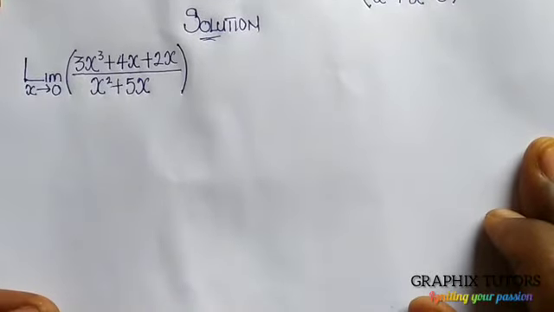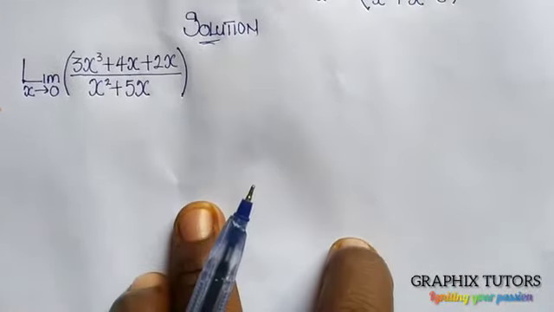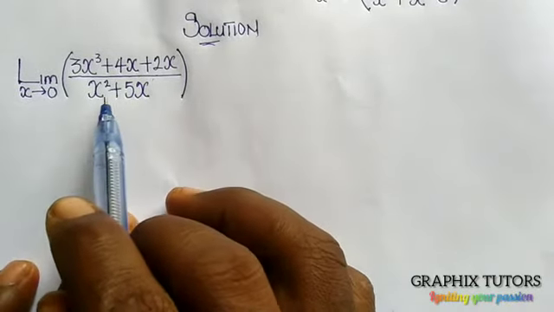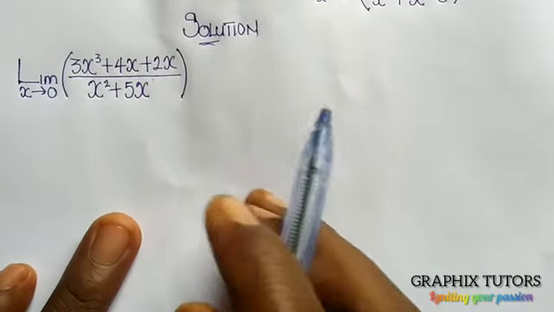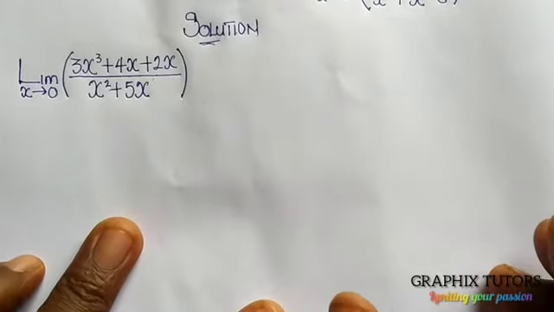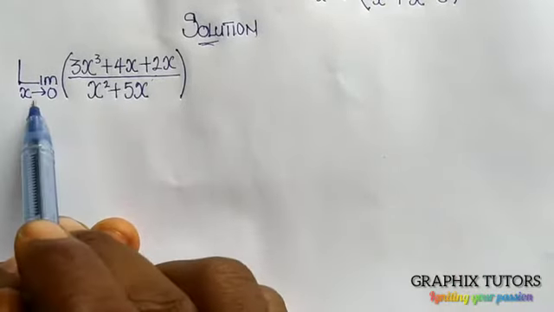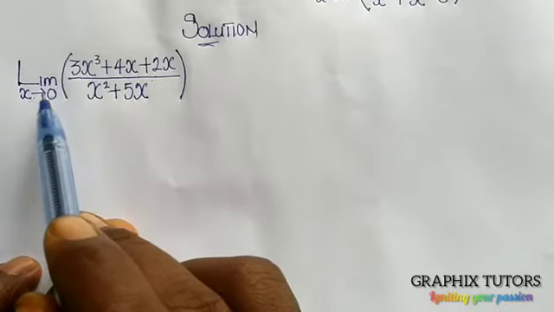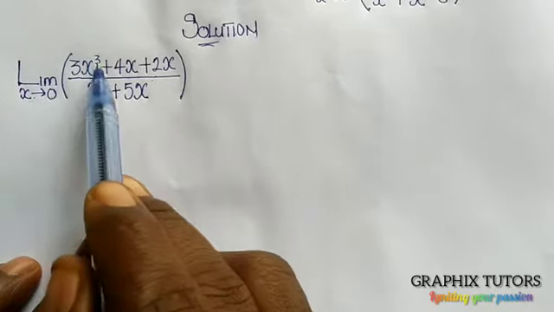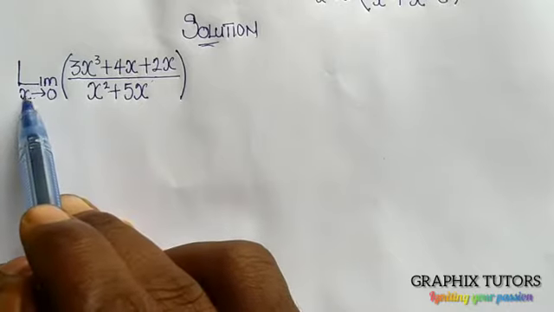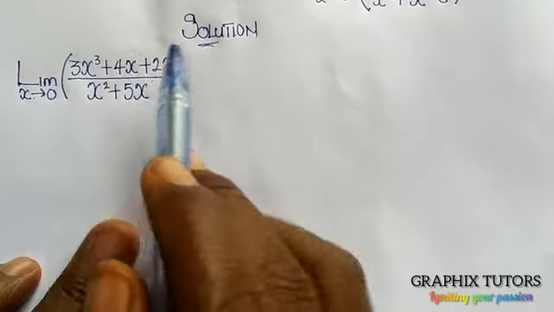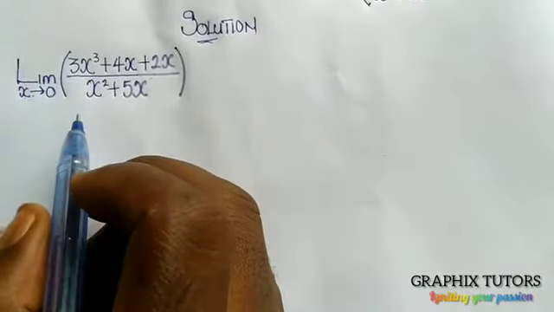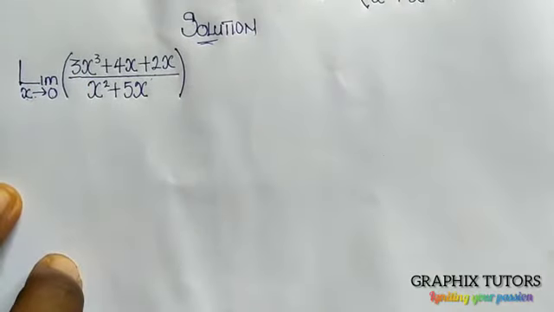We're told to find the limit of x tends to 0 of (3x cubed plus 4x plus 2x) all over (x squared plus 5x). The first thing you will do in this kind of question is what? Input your limits. Input the variable, right? Input it in here. Now we say the variable x tends to 0. So let's put it in and see. So anywhere you see x, you put 0.